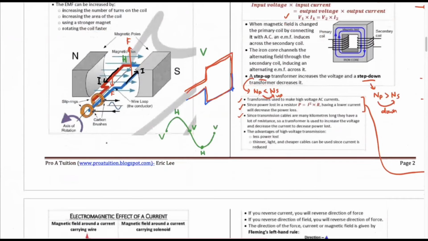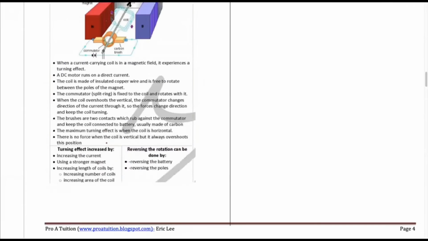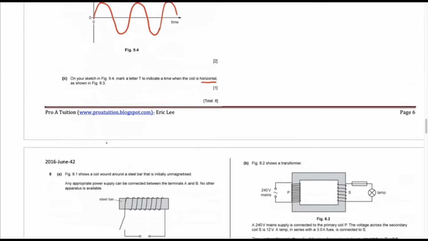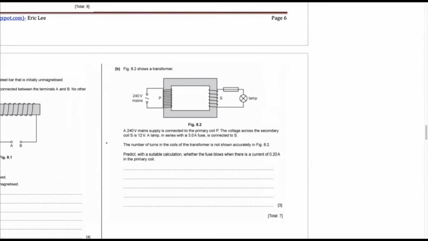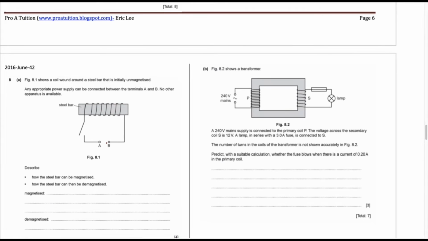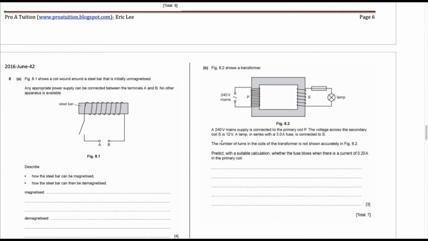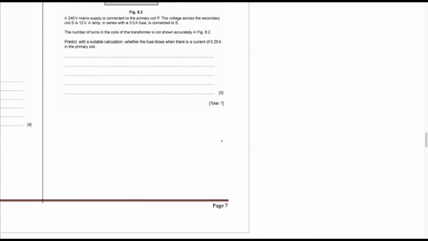Of course, from here onwards is something else already. So let's practice transformers first before we do the question here. Okay, transformer, let's take a look. Let's see whether we can do this or not. This is related to part A, but let's just focus on transformers first. This is the question on page 7.